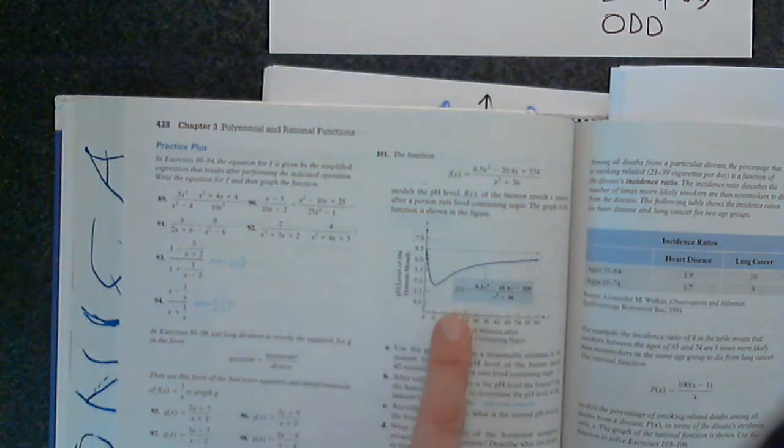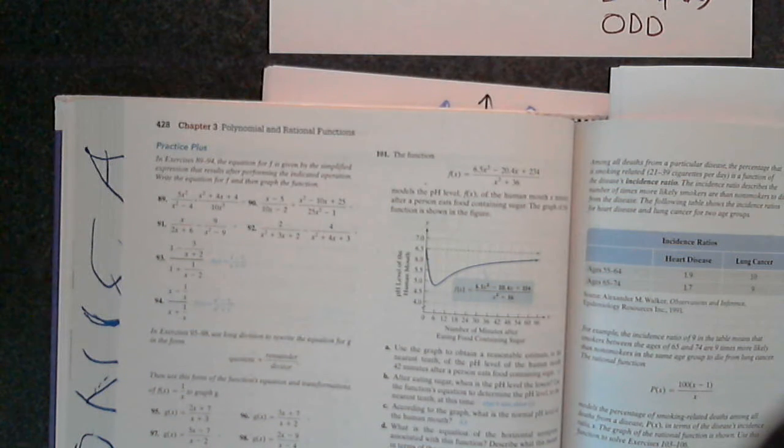The graph of this function is shown below. Okay? So here's the graph. Even if we don't know how to graph this function because we just studied that, first of all, it's graphed for us. Secondly, we know it's type 1. And we know it has a horizontal asymptote, which is 6.5.